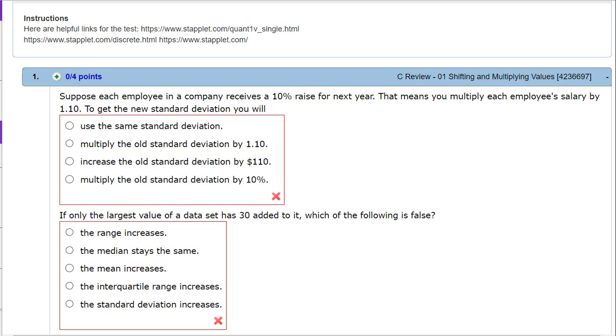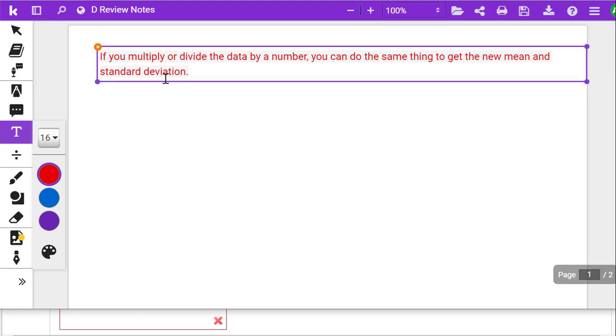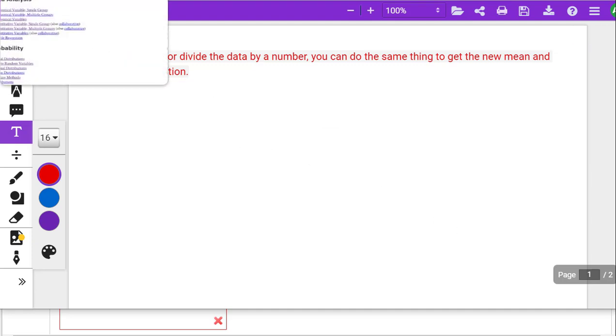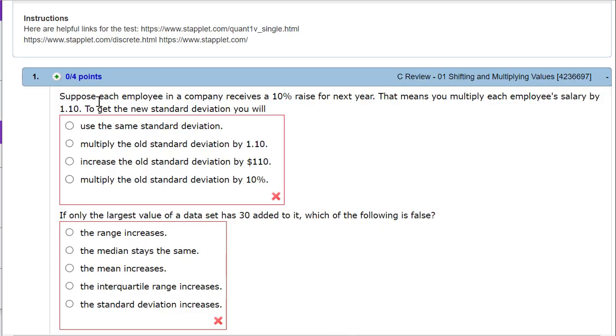So for standard deviations, and I did have a CAMI D review notes, which I'll put a link to in this review. If you multiply or divide the data by a number, you can do the same thing to get the new mean and the new standard deviation. So make that note to yourself when you are doing this question. All right. So here we're going to suppose each employee. That means we're just going to multiply by 1.10, and that should happen.